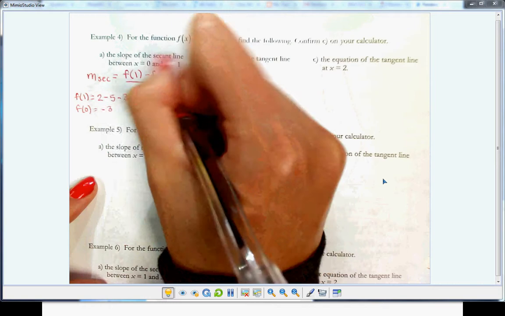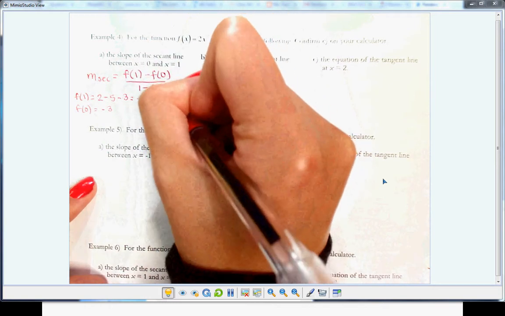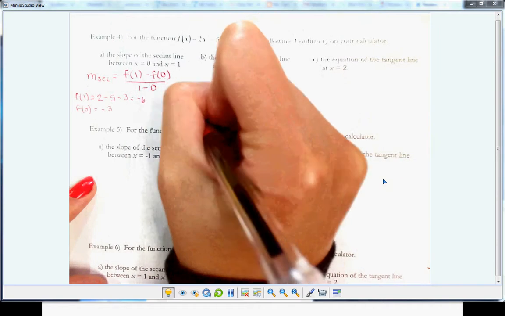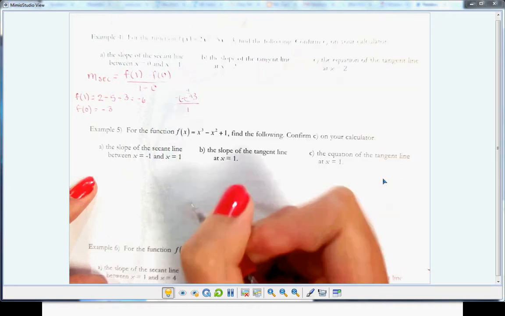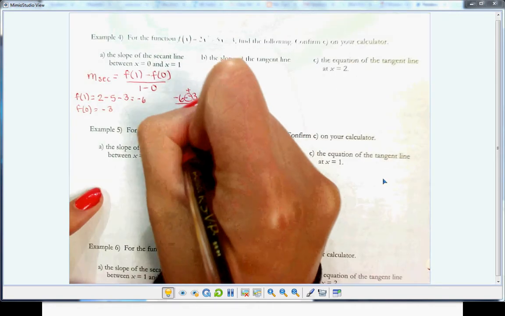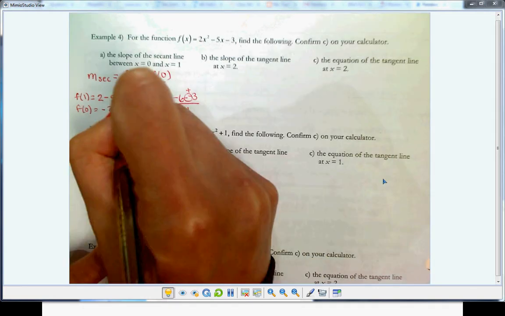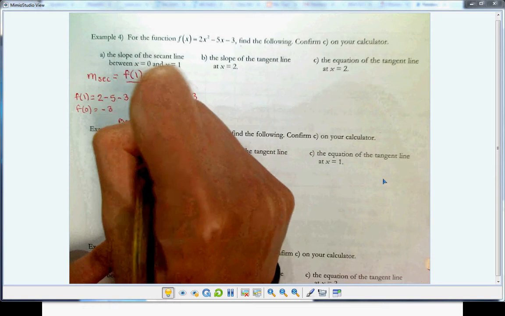So when you plug that back into your equation, we get negative 6 minus negative 3 over 1. Negative 6 plus 3 gives you negative 3 over 1. And so the slope of your secant line is negative 3.